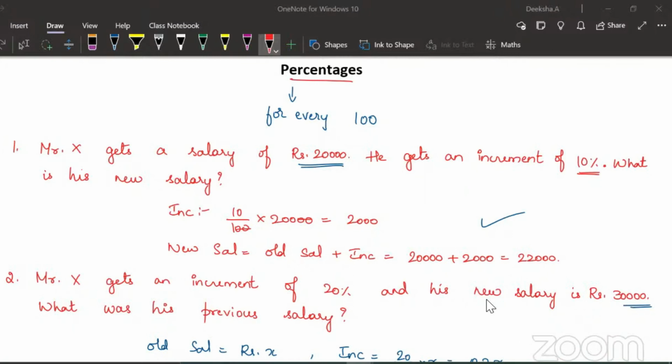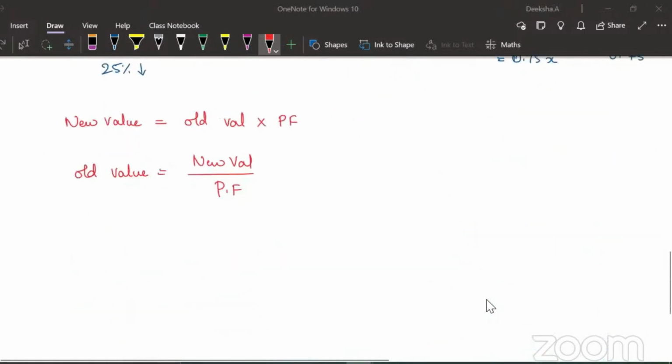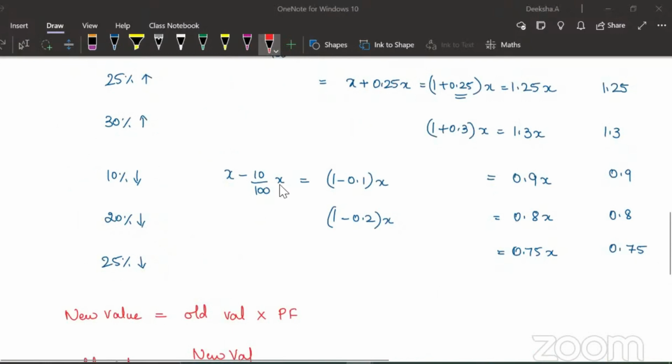Is the voice clear now? Right. Now subtraction we have done, right?